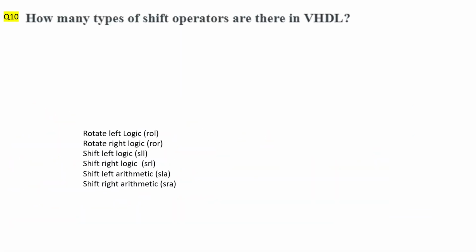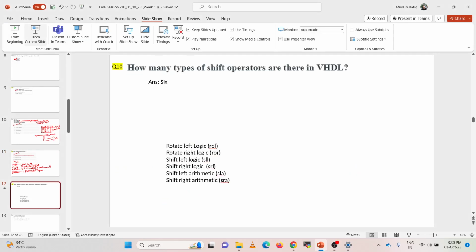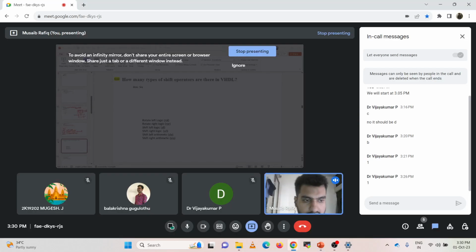The total number of shift operators in VHDL is six. Number one is rotate left logic, ROL. Number two is rotate right logic, ROR. Number three is shift left logic. Number four is shift right logic. Number five is shift left arithmetic. Number six is shift right arithmetic. That is SRA, SLA, SRL, SLL, ROL, and ROR. Total six types of shift operators are there in VHDL.